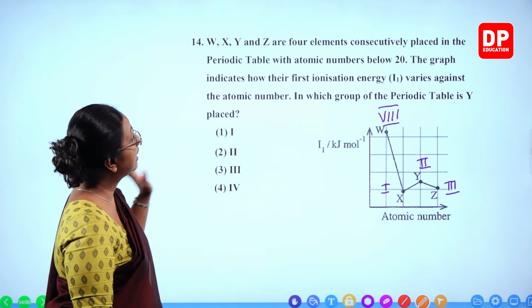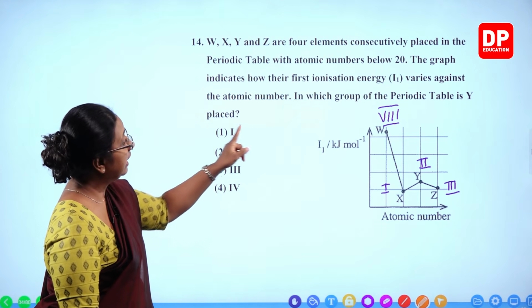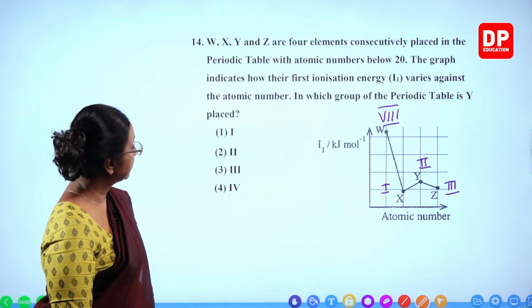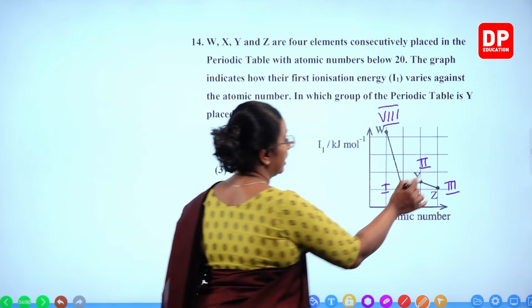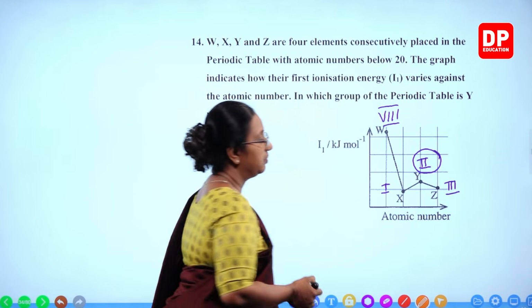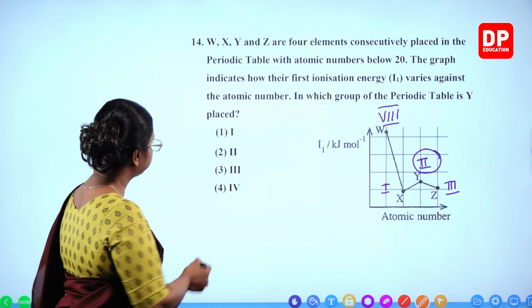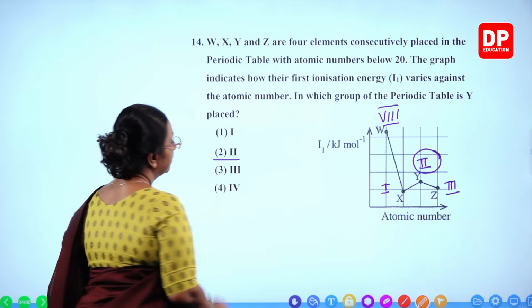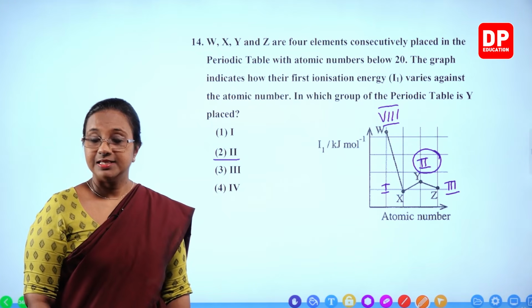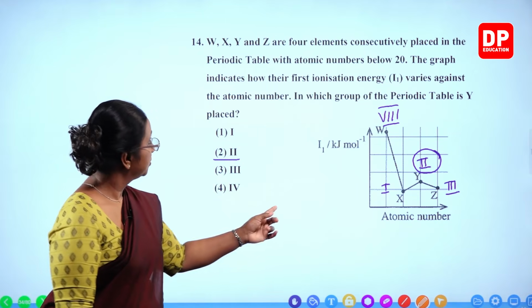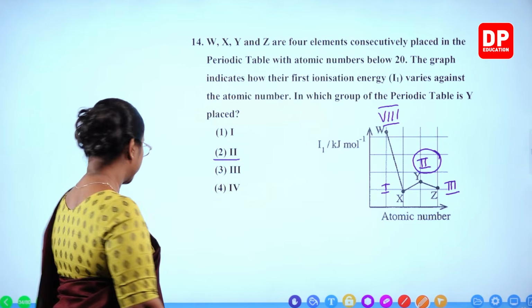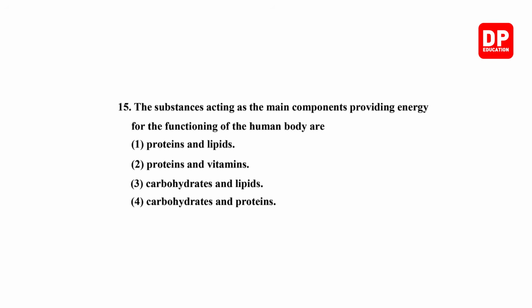But here, they have asked the group. In which group of the periodic table is Y placed? So that is, you can see group 2. The answer is group 2. Is that clear? So then, the next question, question 15.